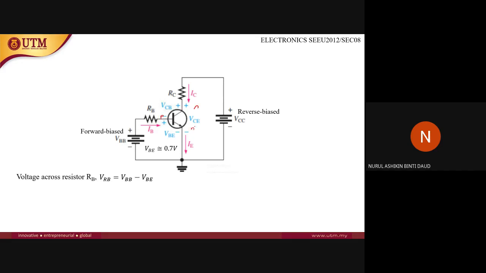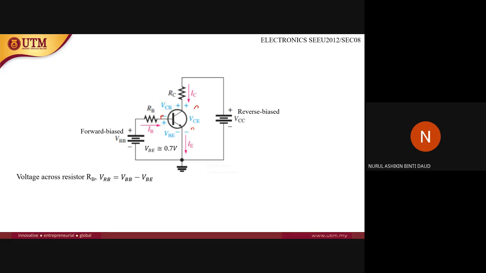NPN. So this is negative actually, yeah, negative, and then connected with positive. So it means different polarity, so it is reverse bias. So here it is reverse bias and here it is a forward bias.